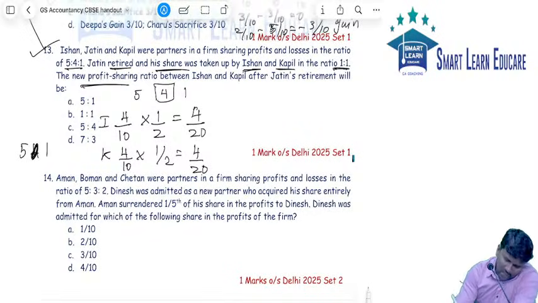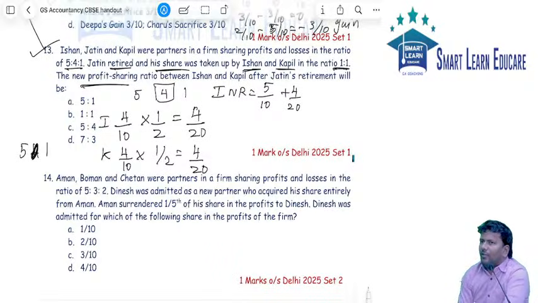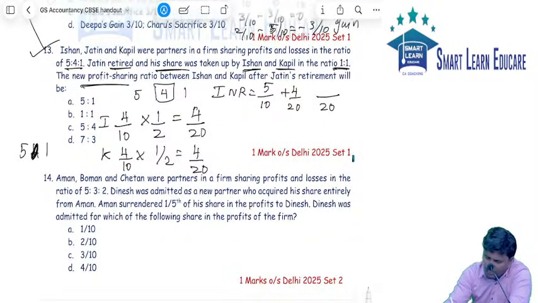ஸோ அப்போ ஆன்சர் என்ன அப்படின்னு பார்த்தீங்கன்னா Iயோட நியூ ரேஷியோ, Iயோட ஓல்ட் ரேஷியோ எவ்வளோ? 5/10. 5/10 கூட how much will be added na? 4/20 will be added. அப்போ LCM 20, 2 times 10 plus what? 4. 10 plus 4 will give you 14/20.